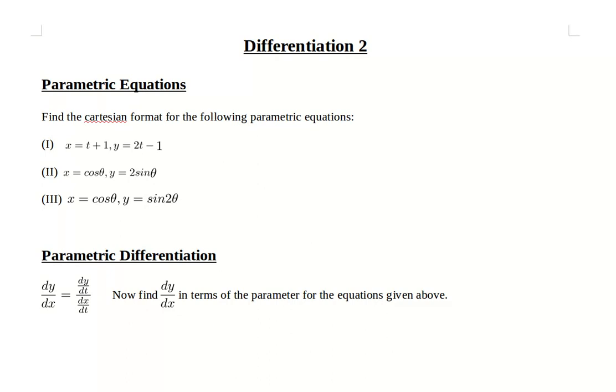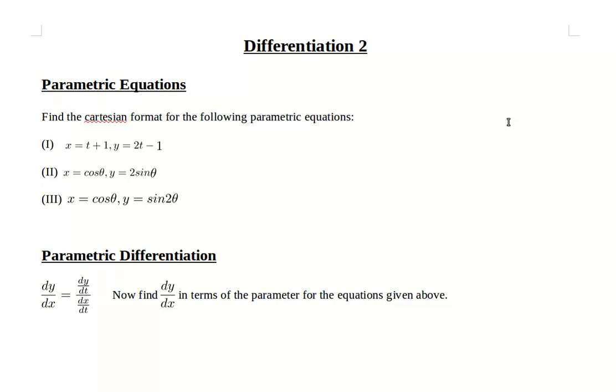change problem. So beginning with parametric equations, really at A level there are two things they might ask you to do with a parametric equation. They might ask you to find a Cartesian format of a parametric equation, or they might ask you to differentiate a pair of parametric equations, giving your answer in terms of the parameter, whatever that may be.